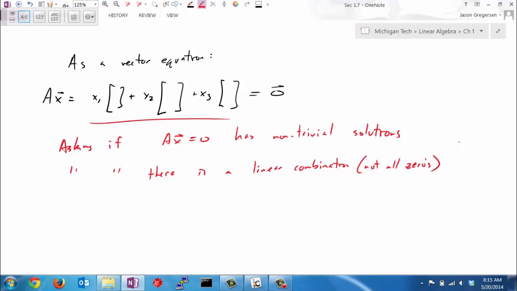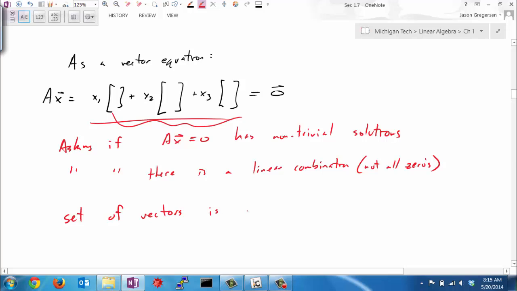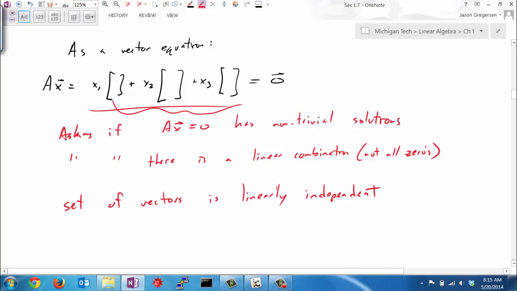So the idea is if there are only that solution, if it's only x1 equals 0, x2 equals 0, x3 equals 0, then we're going to say that this set of vectors is linearly independent. So a set of vectors is linearly independent if and only if the only linear combination that gets 0 is 0, 0, 0. That's really our definition of linear independence. So you can see it's really just characterizing the set when we don't have non-trivial solutions, when the only solution is trivial. So saying the set of columns, or the set of vectors, is linearly independent is saying the same thing as there's only the trivial solution.